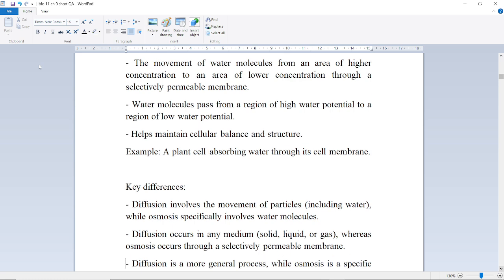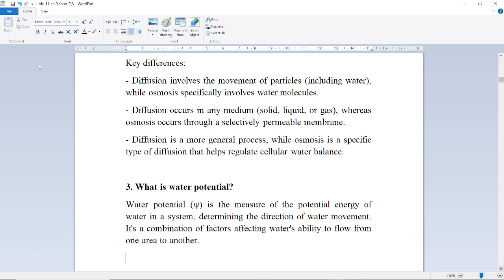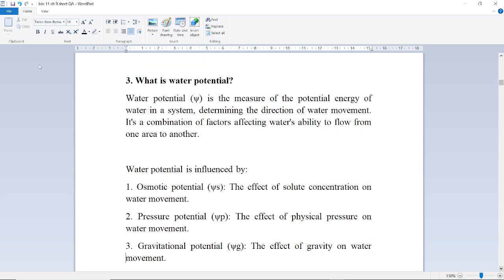Key differences between osmosis and diffusion. Diffusion involves movement of particles, while osmosis specifically involves water molecules. Diffusion occurs in any medium, solid, liquid, or gas, whereas osmosis occurs through a selectively permeable membrane. Diffusion is a more general process, while osmosis is a specific type of diffusion which helps regulate cellular water balance. Next is, what is water potential?